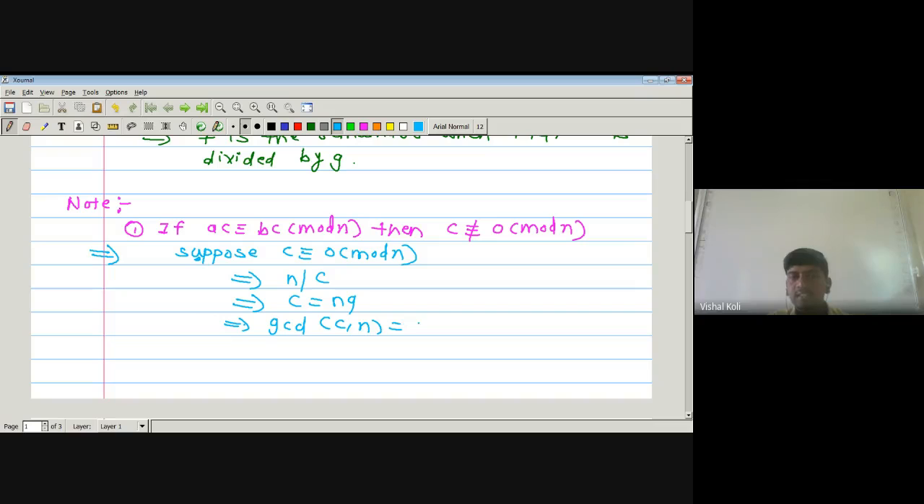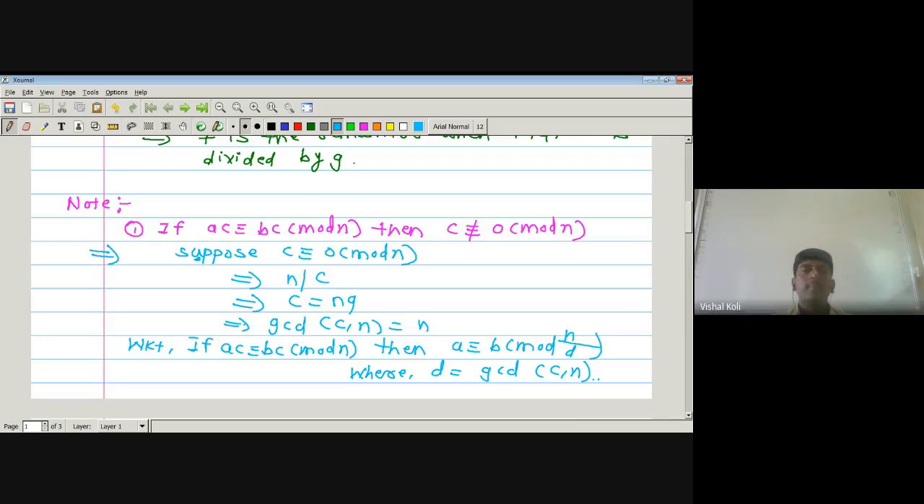Okay, then its GCD is n, and we know that one rule, that is one property. If AC is congruent to BC modulo n, then A is congruent to B modulo n upon GCD of C and n. We know that if AC is congruent to BC modulo n, then A is congruent to B modulo n upon D, where D is nothing but GCD of C and n.